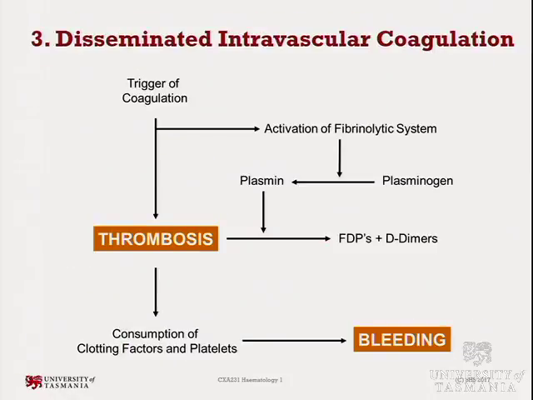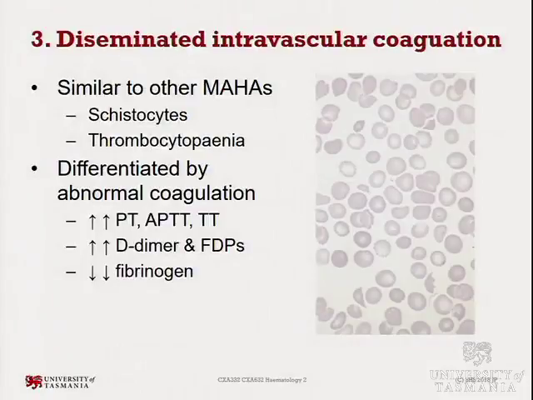But the main difference is that the whole of the hemostatic system is being activated here, not just primary hemostasis. And so we tend to get abnormal coagulation. So similar to the other microangiopathic hemolytic anemias, we have schistocytes and thrombocytopenia, but we have highly abnormal coagulation.